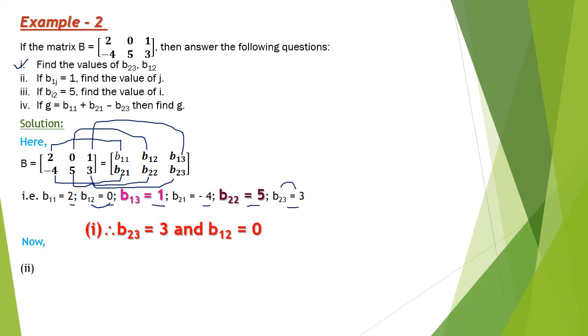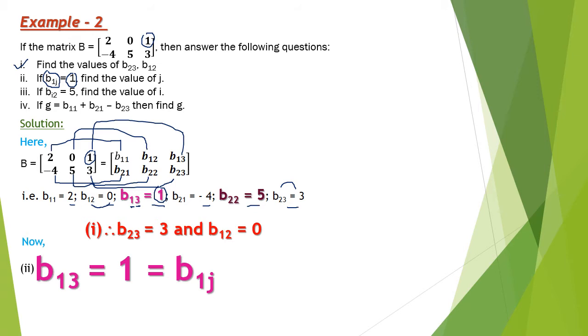Now B13. Now B13 is equal to 1. You can see in the question there is 1 in the question. So we have 1 here, or you can say 1 here. So the location of this 1 is first row, third column. So B13 is equal to 1, which is equal to B1j. It is already given that 1 is B1j, and we know 1 lies on first row, third column. The position of 1 is first row, third column.